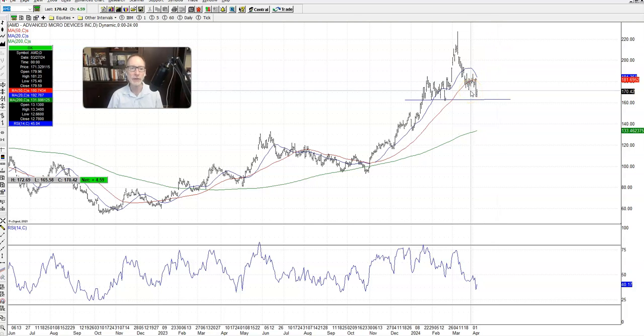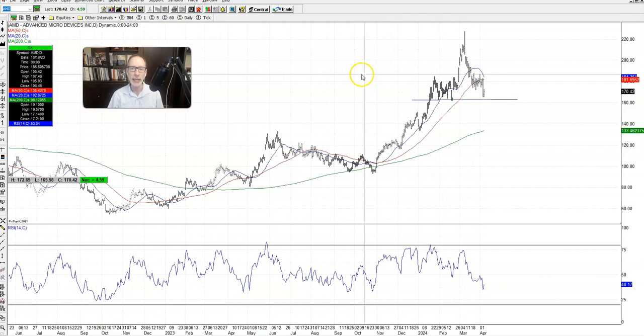You don't always have to jump the gun. You can wait for that confirmed up move. If it starts to curl up here, then that means it's found some support and probably will start to move higher again. This is a pretty good pullback, so you could be getting in for an opportunity on AMD.